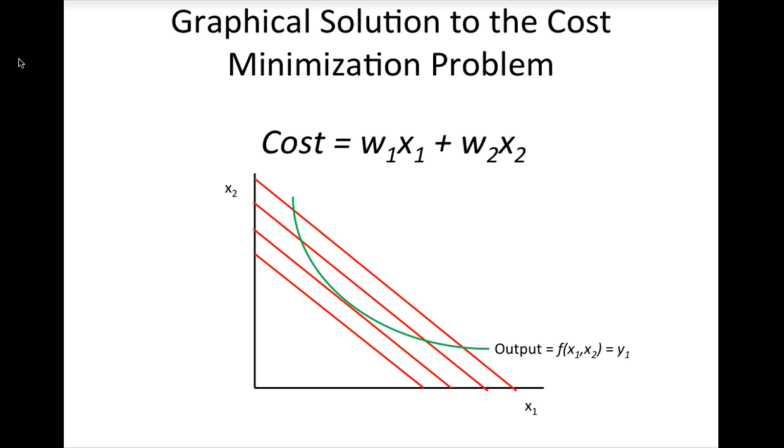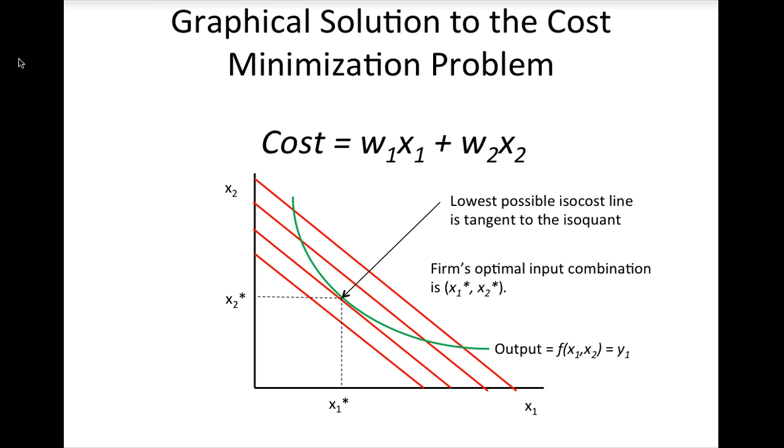It is easy to see that the lowest possible isocost line that touches this isoquant is the isocost line that is just tangent to the isoquant. Thus, this point represents the cheapest possible way to produce this level of output. Therefore, the input combination x1 star, x2 star represents the input combination that the firm should use in order to produce y1 units of output at the lowest possible cost.